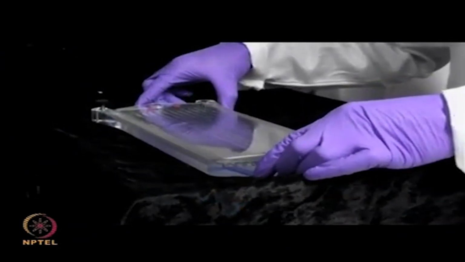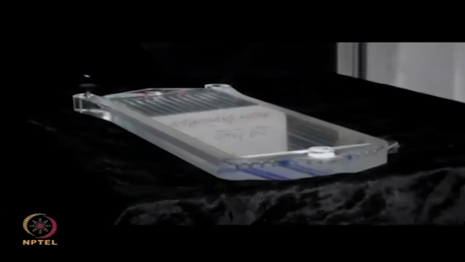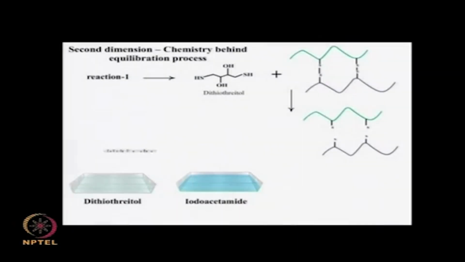Again, place the assembly on the shaker for 10 minutes. Iodoacetamide prevents reformation of the disulfide bonds by binding to the free sulfhydryl groups that were obtained after DTT treatment.